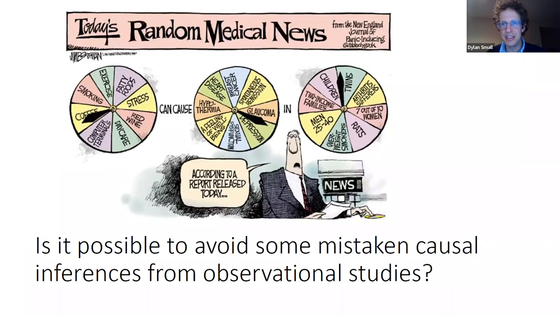This cartoon gets at some of the concerns people have about observational studies. It's like what you read in the news: coffee can cause depression in twins. And then the next day you read that coffee can't cause depression in rats, in children. It seems like the findings are reversed, and a lot of stuff goes back and forth depending on what day you're reading the news. So a big question from the statistical perspective, thinking about the methods of observational studies, is: are there things that we as statisticians can do to try to avoid some mistaken causal inferences from observational studies?